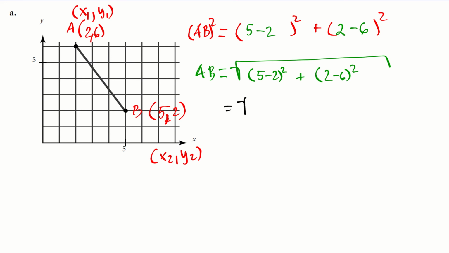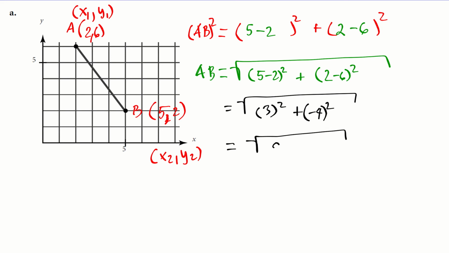So let's go ahead and see what that looks like. 5 minus 2 is 3, and we square that. Then 2 minus 6 is negative 4, but we're going to square that anyway. Notice that everything becomes positive because we're squaring each of these terms. So we're at 9 plus 16, which is the square root of 25, which we know is 5. So that's how we'd use the distance formula.